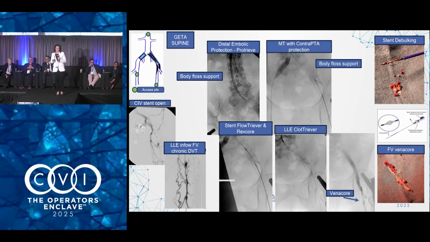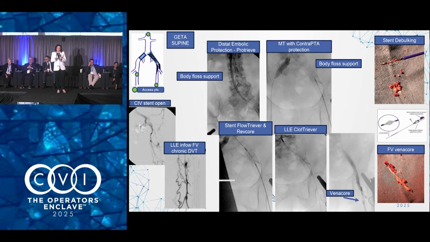In these cases, the devices are not easy to use with just a single wire, meaning an unsupported wire. So I think the body floss technique is highly critical in these cases. So I body floss the wire out the right jugular, and then I put a protrusive sheath because there's a lot of embolic material that can come at the time of opening the stent.